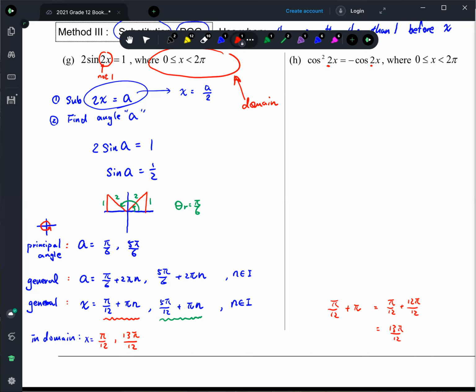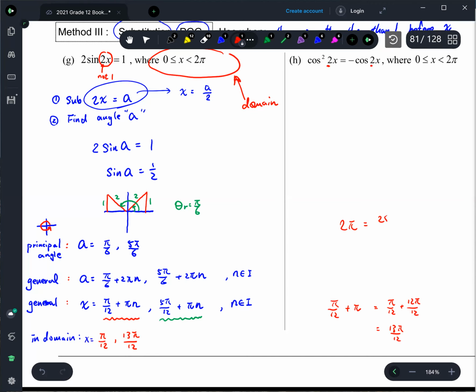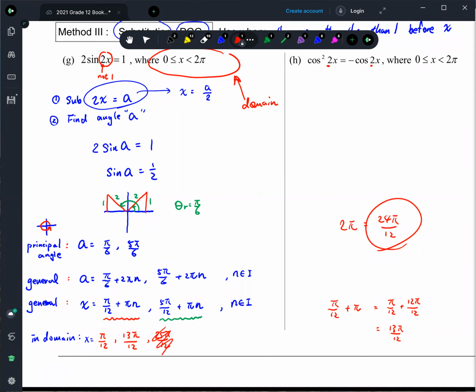So that one is still less than 2 pi, right? Because 2 pi is the same as 24 pi over 12. You cannot go over 24 pi over 12. Okay, if I add another 12, it will be 25 pi. And that will be too much. Make sense?